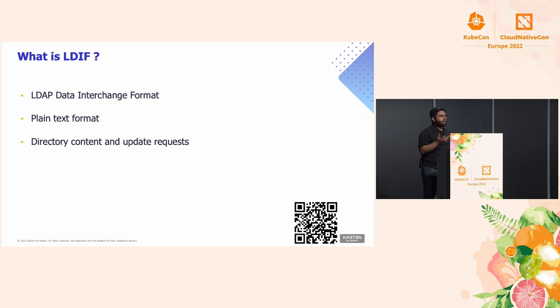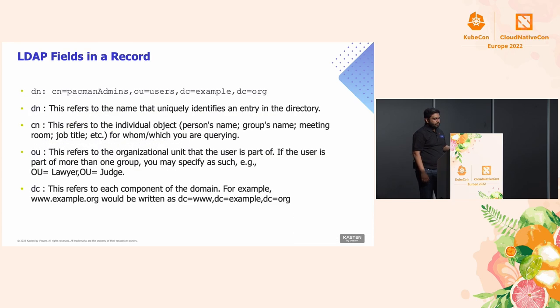So LDIF stands for LDAP Data Interchange Format. It's a plain text format that's used for representing directory content and update requests. In this case, our update request is about the addition of a group. As I described earlier, we went through DN and CN. So I've copied just one line from the LDIF file to describe what each field is. We've already covered distinguished name and common name. There's also a field called OU, which represents an organizational unit that the user is a member of. And then there's DC, which represents domain components.